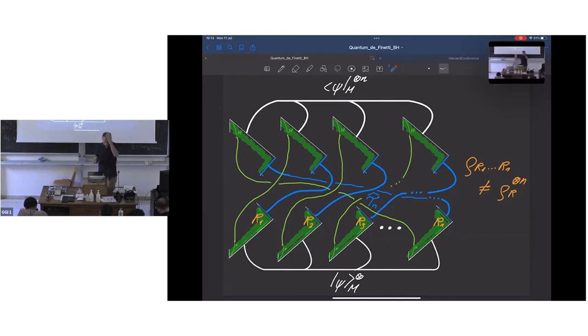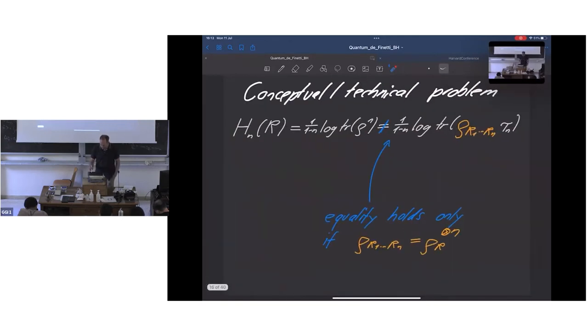So the point is just, there is no reason a priori to believe that this state, so now I write it more generally, what the replica trick does, it calculates this.